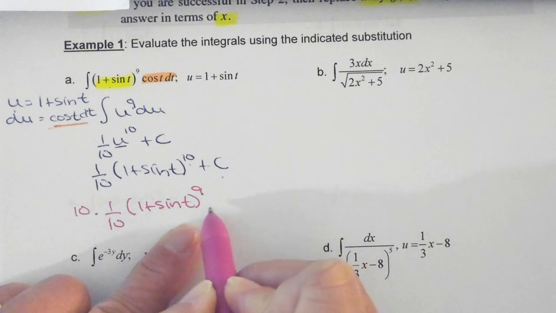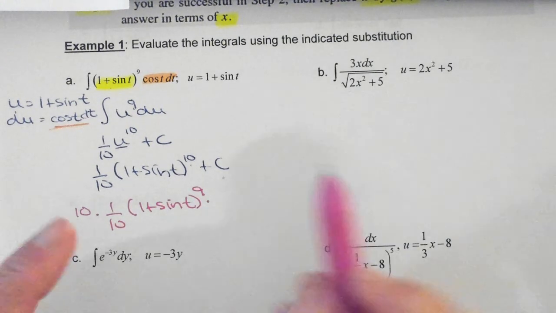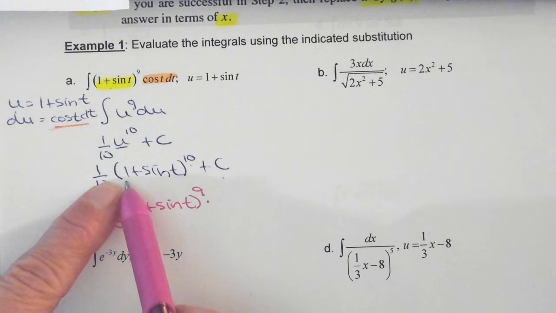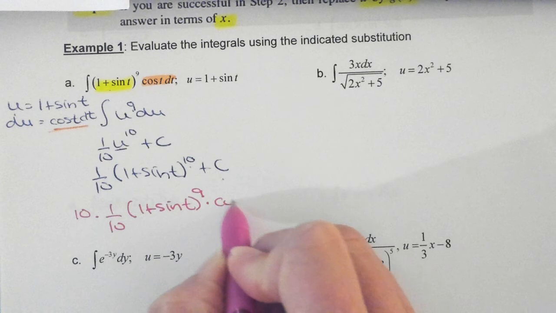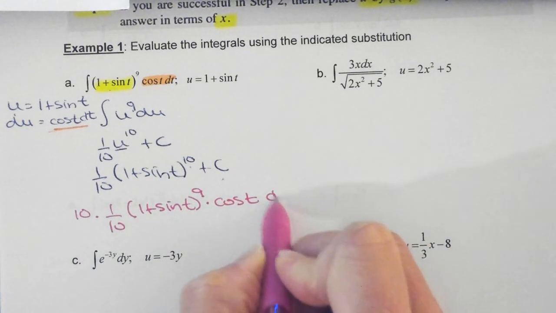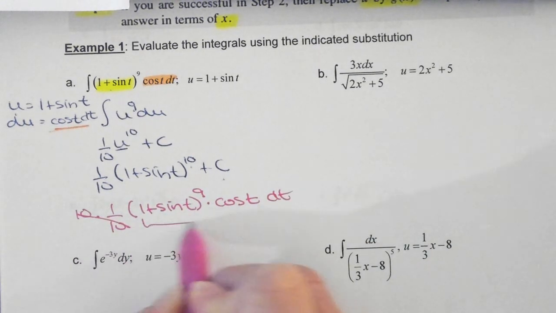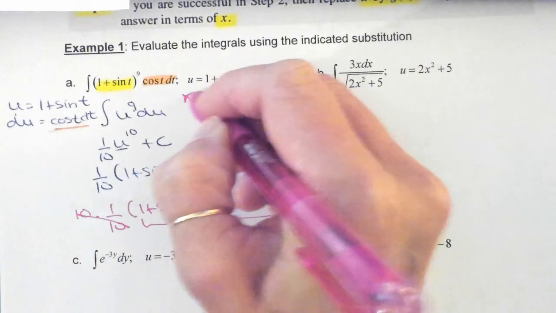The 9th power, times, because I have to use a chain rule, what's the derivative of 1? What's the derivative of the sine of t? dt, right? These are gone. This is what I've got. Look back up at the top. Are they the same?